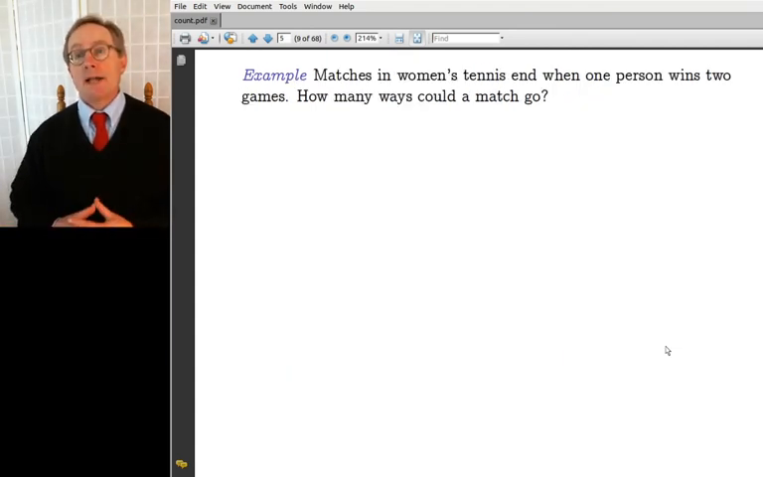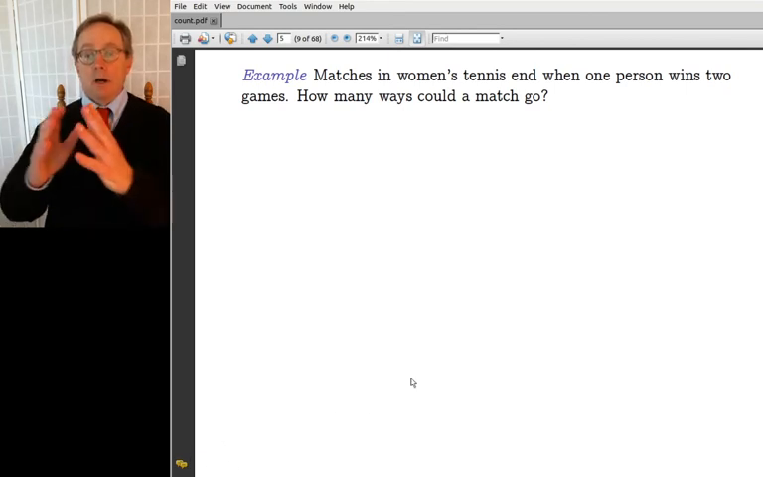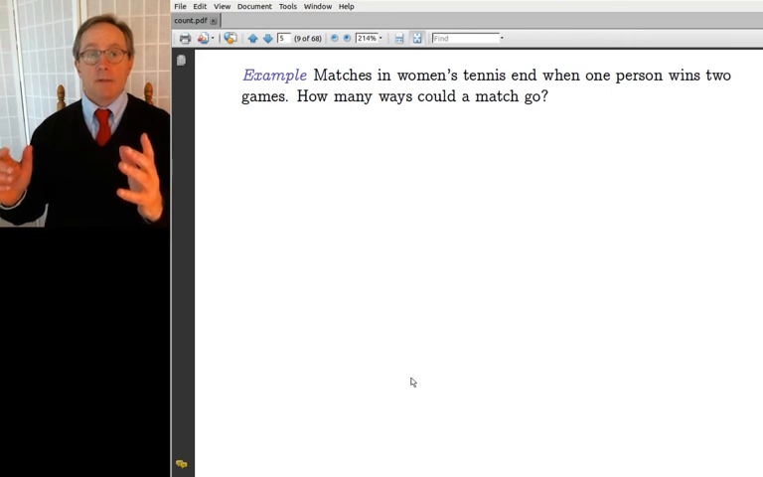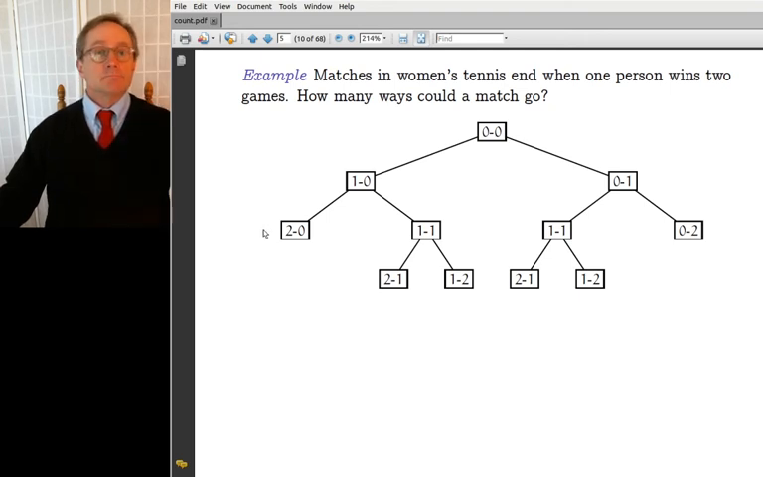Here's another one. Matches in women's tennis end when one person wins 2 games. How many ways could a match go? So a person thinks to themselves, well, player A wins or player B wins. And then for the second game, A or B, and so on. And so you end up with, again, a tree of possibilities, and here we go. Player A wins, player B wins. Player A wins again, that's it. They don't play a third game because the first player has won 2 already.